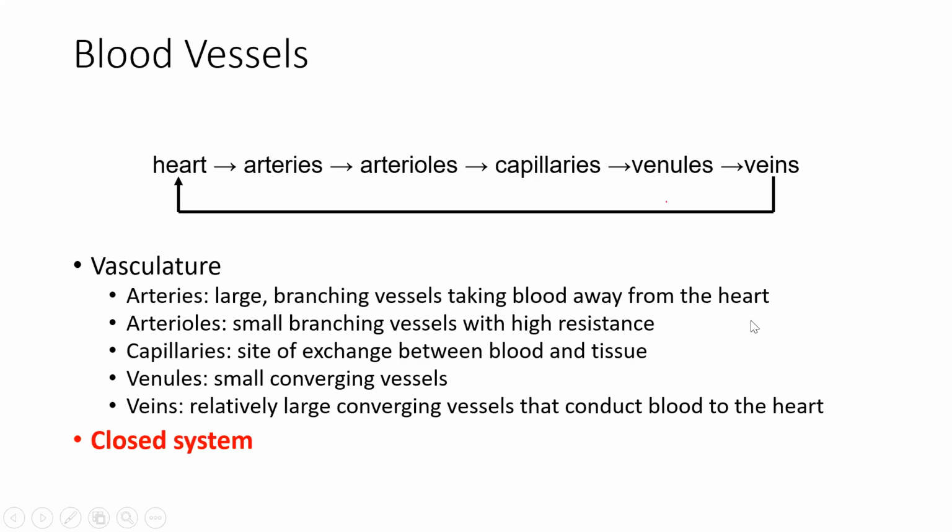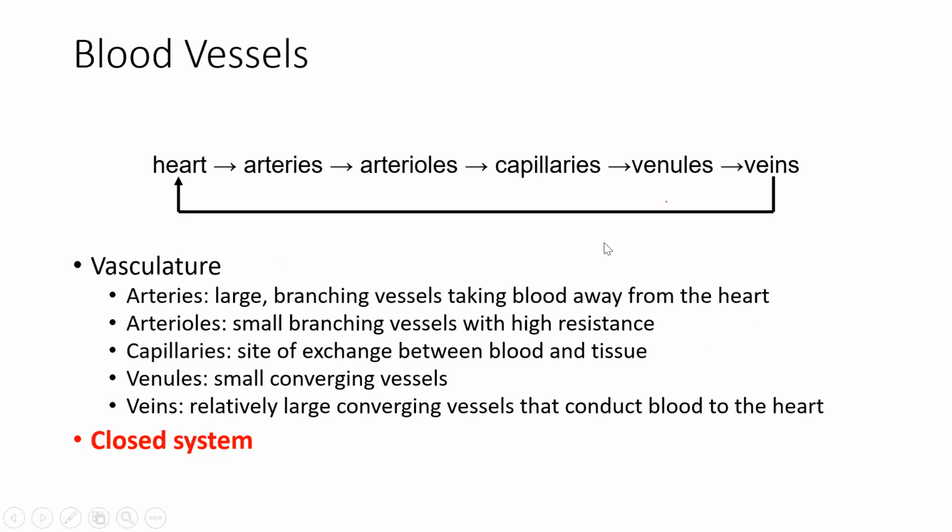Then we get into the capillaries, so the smallest vessels. This is the site of exchange between blood and tissues. Then into the venules. The venules will then converge into veins, and then the veins, as I mentioned, will go right back into the heart. And so this is a closed system.